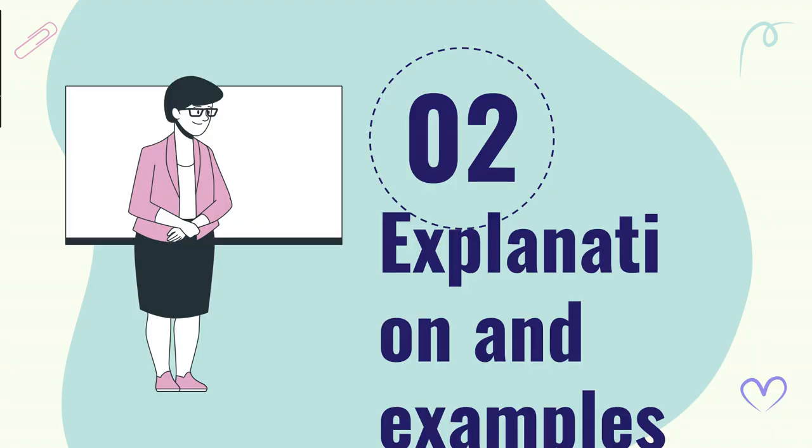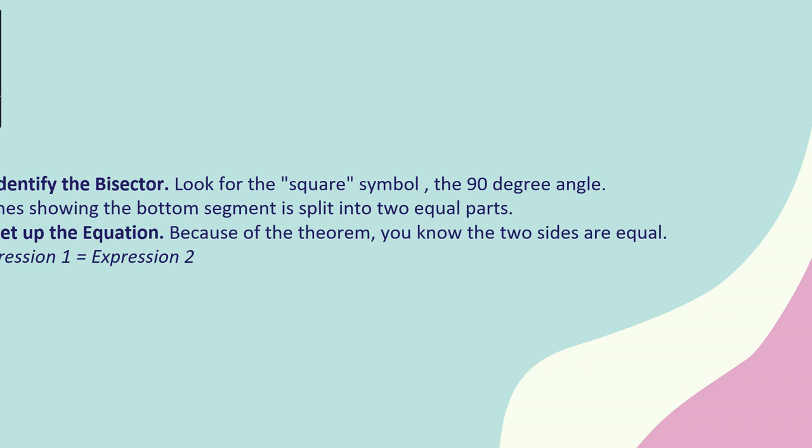Secondly, we're going to go on with our explanation and our examples. Okay, firstly, you have to identify the bisector. You're going to look for a square symbol. The square symbol means the 90-degree angle, and there will also be 2 lines typically at the bottom, but they don't always have to be. That line is going to show you where it's split into 2 equal parts.